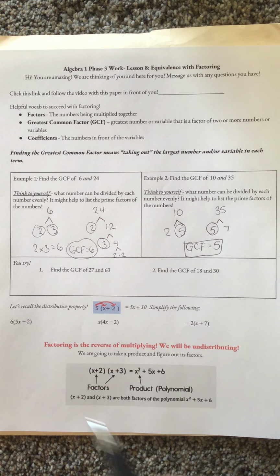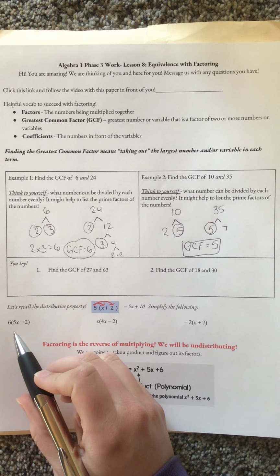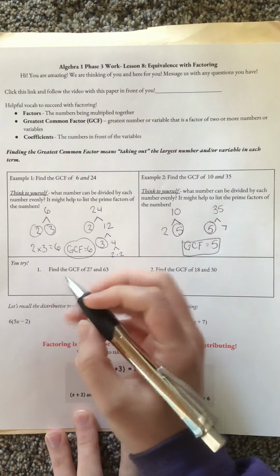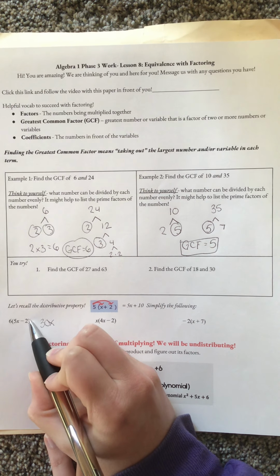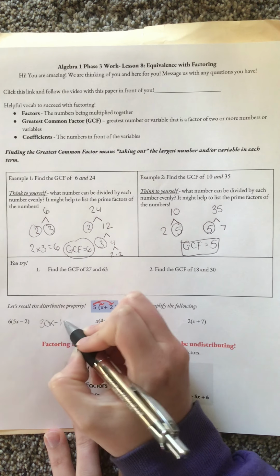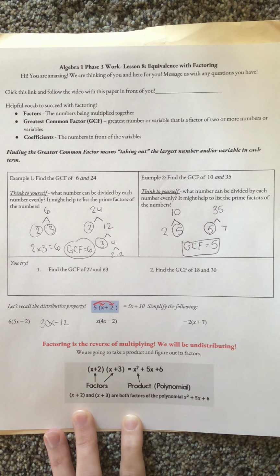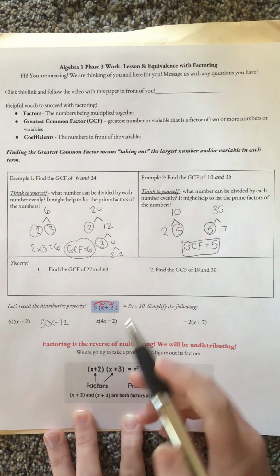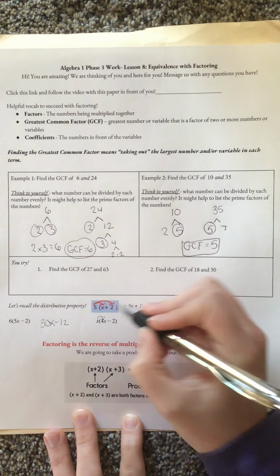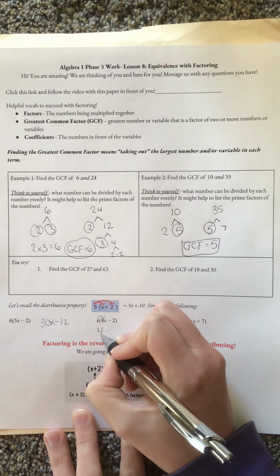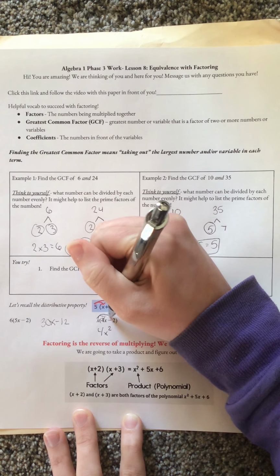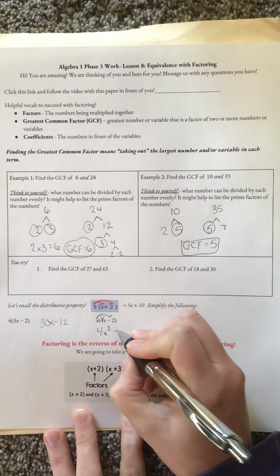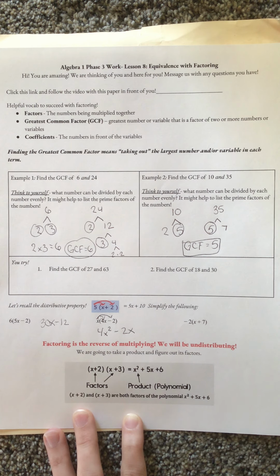So let's simplify these three right here. If we distribute the 6 to the 5x, we get 30x. Then you distribute 6 to the negative 2, and we get negative 12. Then we look at the next one. Distribute x to 4x, you get 4x squared. Distribute that x to the negative 2, and you get negative 2x.